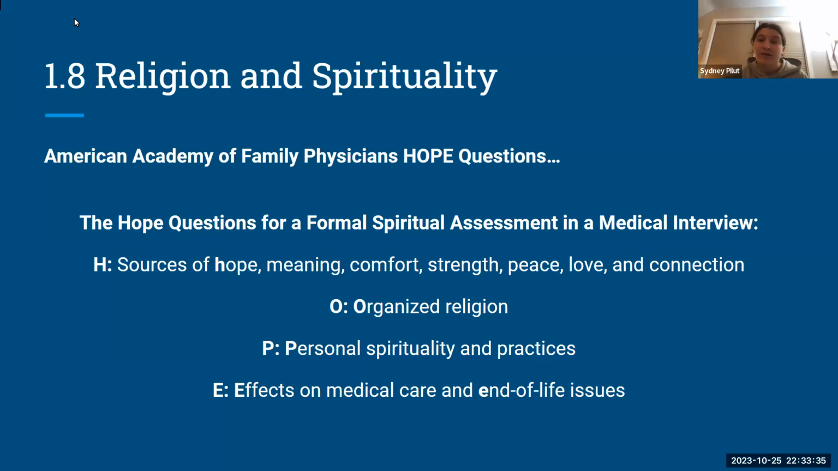The O covers the basis of if you are part of an organized religion. P is for personal spirituality or practice, which can be something as simple as mindfulness, yoga. And then the E covers the effects that these different spiritual or religious practices, or just day-to-day behavioral practices, if not religious or spiritual, have on someone's choices, their decisions, their seeking of medical care, and depending on how clinical treatment goes, what they're willing and not willing to utilize.